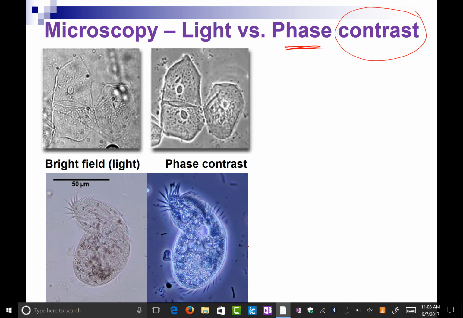So contrast just in general means, can you pick things out differently? Can you see the details? Because here with just light microscopy, it's hard to see. I mean, here's the nucleus, but it definitely stands out more with phase contrast. So those are just some terms about microscopy that I want you to be familiar with.